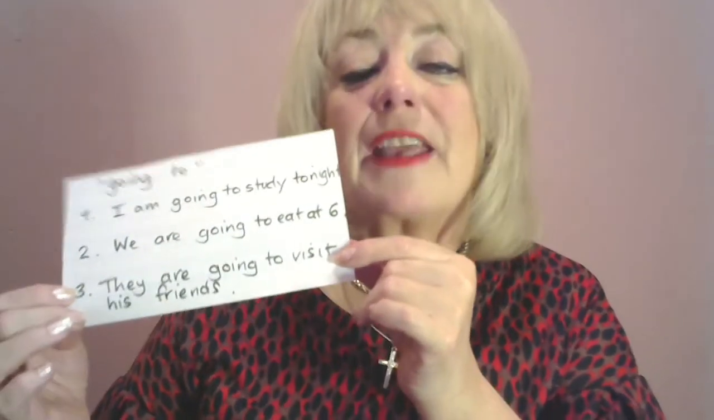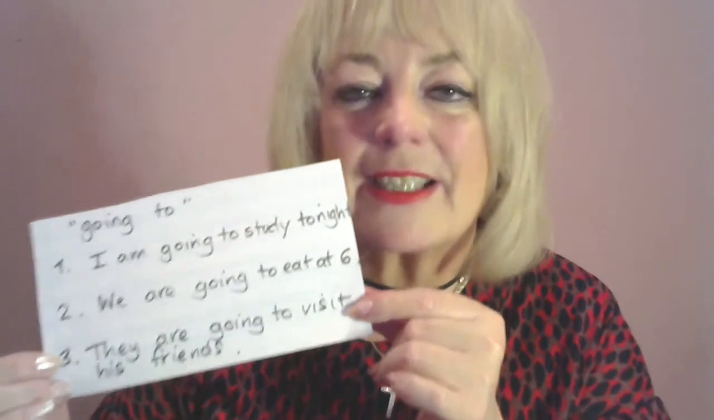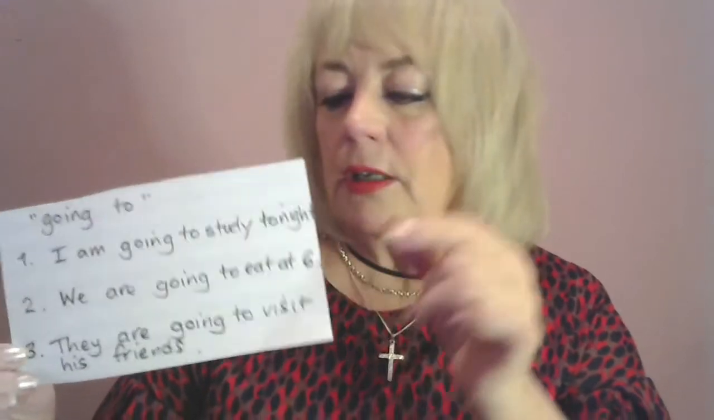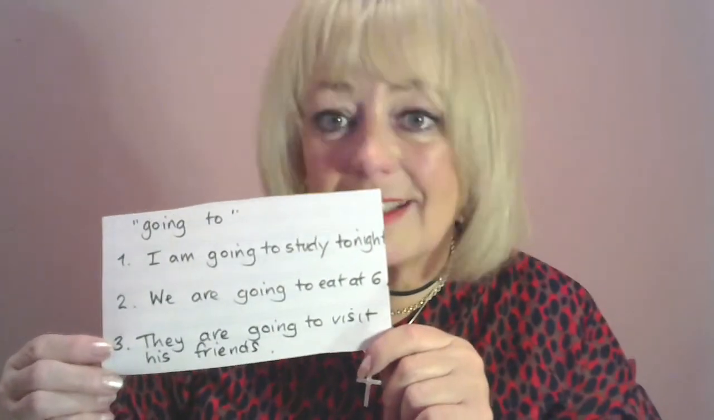So, to make going to in Spanish, you take the verb to go, ir, in the present tense. Voy, vas, va, vamos, vais, van. Put a after it, yeah? Ir plus a, and then the infinitive of whatever you're going to do. It's as easy as anything.